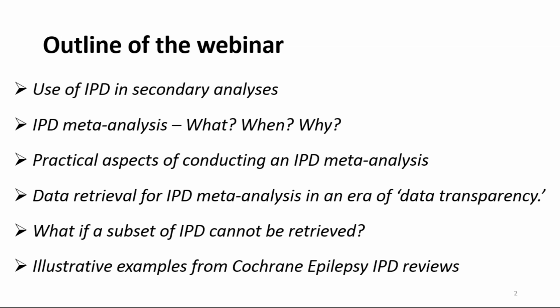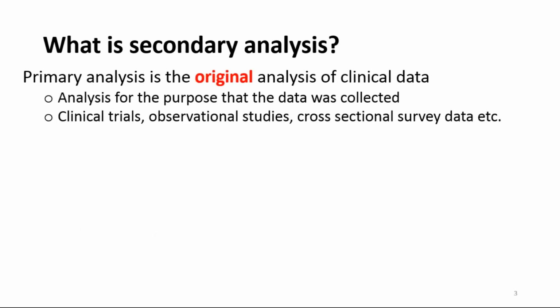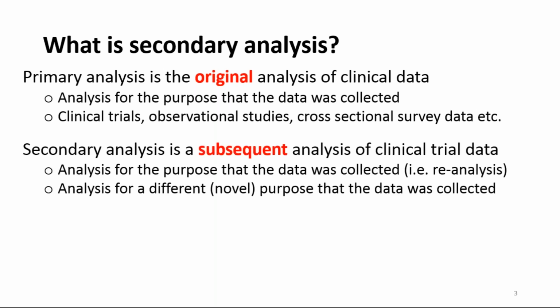So I'll get started. So firstly, starting with a couple of definitions. I'm going to define a primary analysis as being the original analysis of clinical data. And that's usually the analysis that is done for the purpose that that data was collected. So data being collected for a randomized control trial, or maybe an observational study, a survey, and so on. The first analysis done of that data would be the primary analysis.